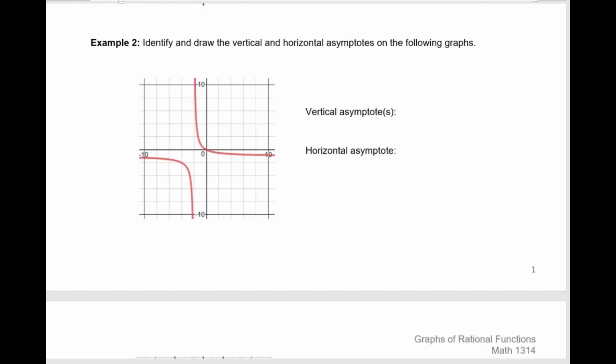Okay, let's look at some graphs and see if we can pick out what the vertical and horizontal asymptotes are. So before we even get started on identifying where these are, I want you to first look at the scale on our axes. Notice that we get to 10 in 1, 2, 3, 4, 5 lines. And same thing here on the y-axis, 1, 2, 3, 4, 5 lines, we get to 10. That means that each of these lines is a 2.